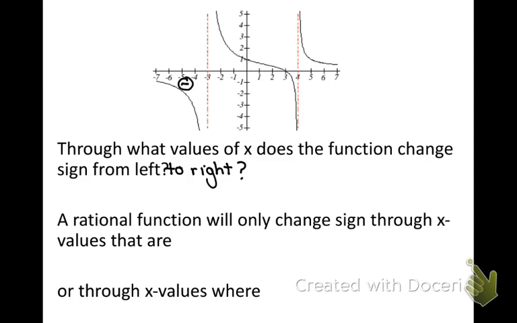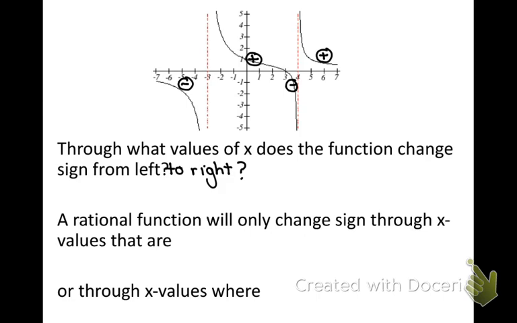It was below my x-axis. From -3 to +3, we said it was positive. It was above my x-axis. From 3 to 4, it went back to negative, and then from 4 to infinity, my function was positive. Okay, so through what x values does this function change signs from left to right?